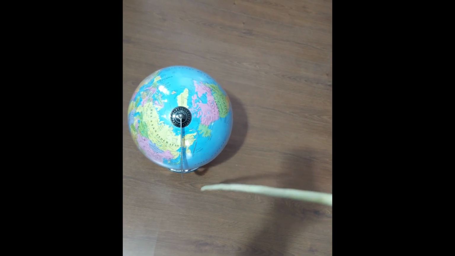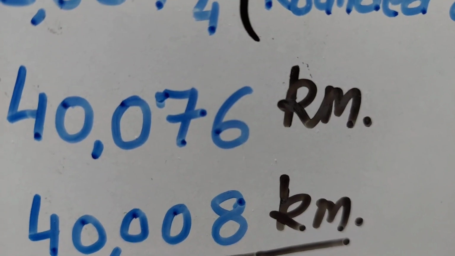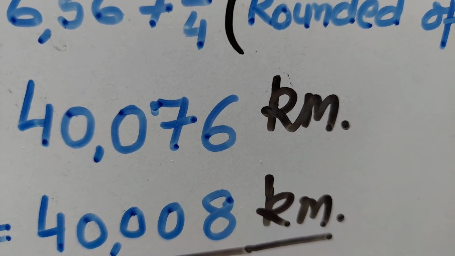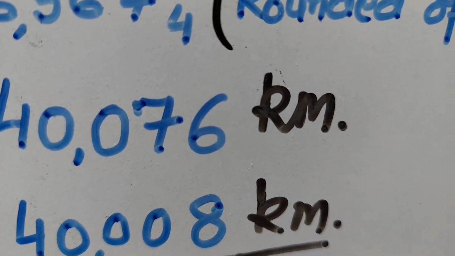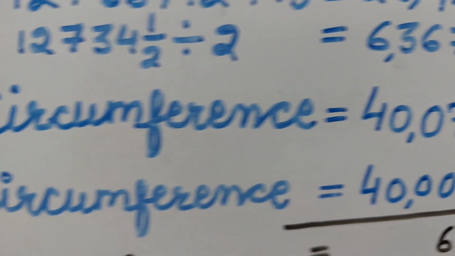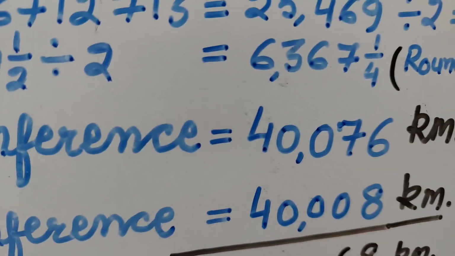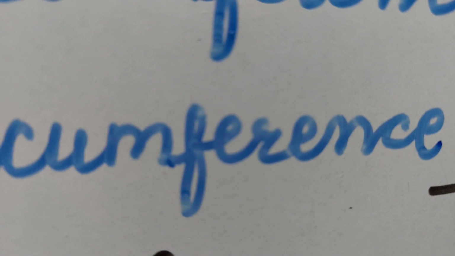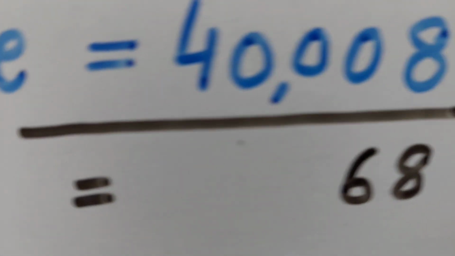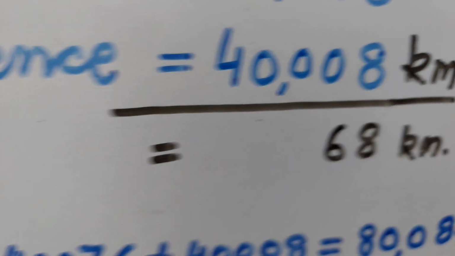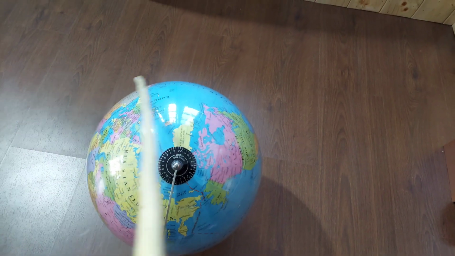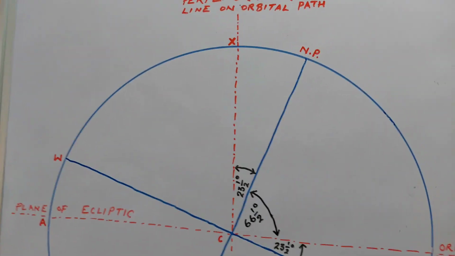The circumference of this area is 40,076 kilometers. Somewhere it is written 40,075 kilometers, but somewhere it is mentioned as more than 75 kilometers. So I have taken it rounded off as 40,076 kilometers. This is the equatorial circumference. Similarly, the polar circumference is 40,008 kilometers. The difference is about 68 kilometers between the polar and equatorial circumference. Here is a quick look for the final summary.